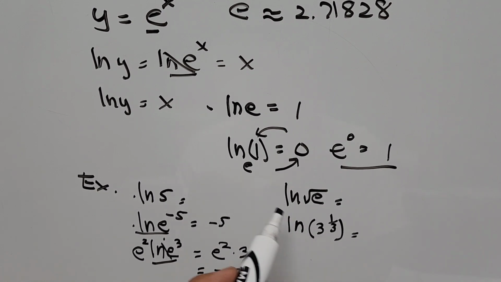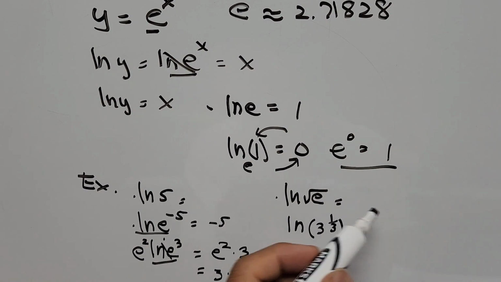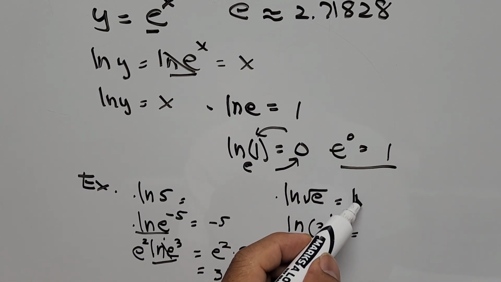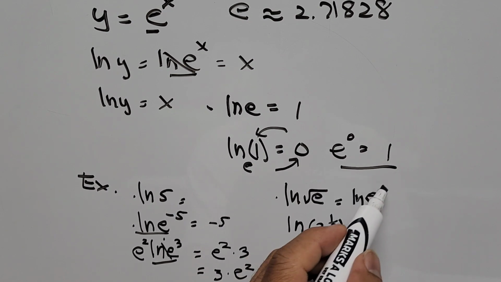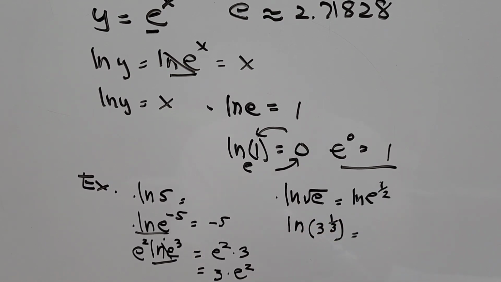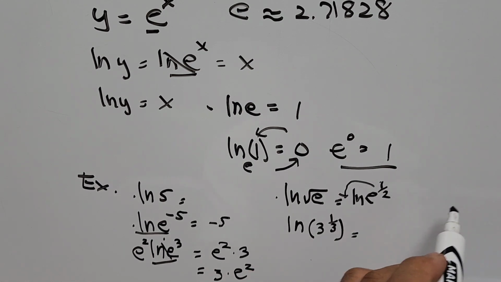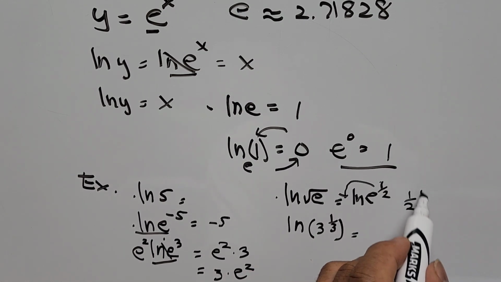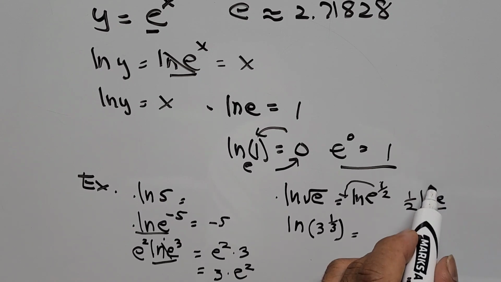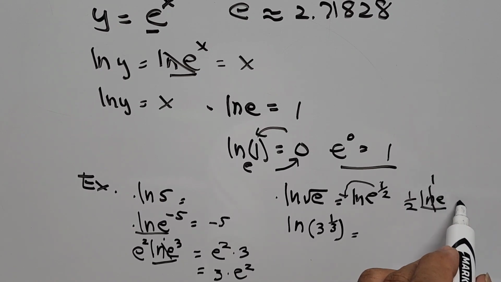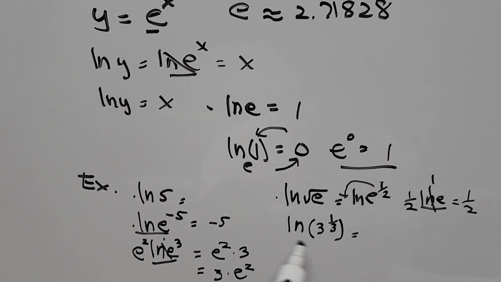What about this? ln of square root of e. Square root of e, we can rewrite that as ln of e to the power of 1/2, right? Based on the logarithmic exponent rule, we can take this exponent to the front. So that is 1/2 times ln of e, and ln of e is 1, so the answer will be just 1/2. How about here, ln of 3 to the power 1/3?